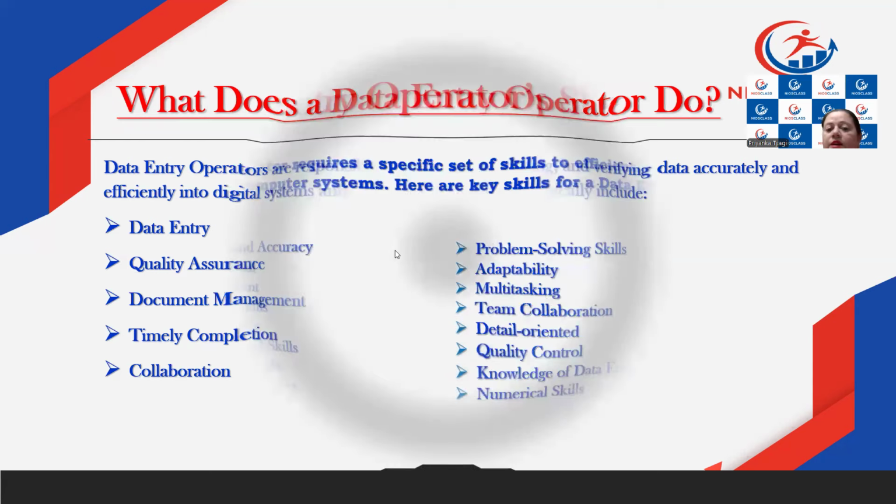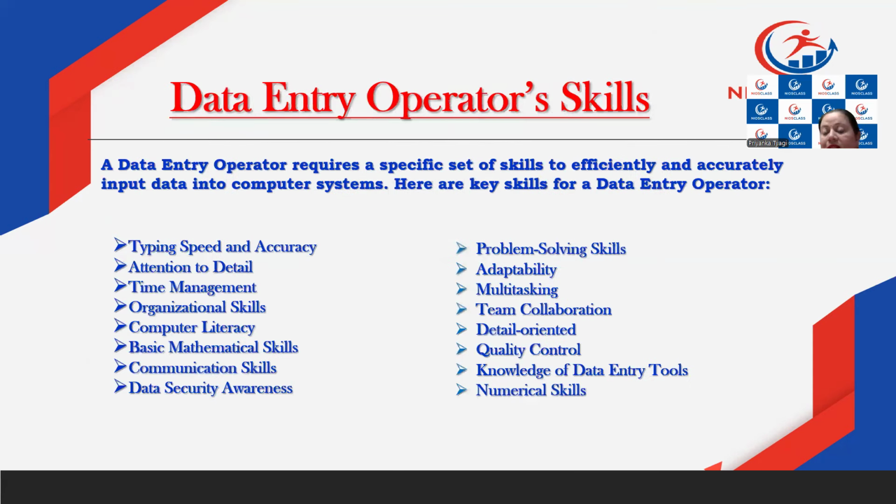Now you can see here, as a data entry operator, as a professional, what type of skills you should maintain in yourself. A data entry operator requires a specific set of skills to efficiently and accurately input the data. This is the prime requirement, the prime criteria as a data entry operator. Otherwise, these are the quality points. You should maintain typing speed and accuracy. You have to input the data both faster and accurately.